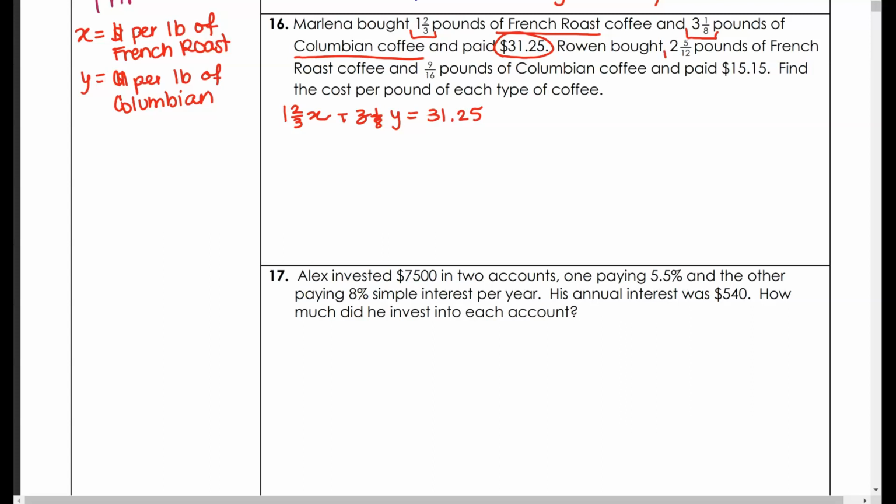So the next one is we bought 2 5/12 plus 9/16 for $15.15. All right, so if we're going to do this through elimination, the first thing I recommend is that we attempt to fraction bust this. So let's take a look at these fractions and try to figure out what the least common denominator is going to be for them.